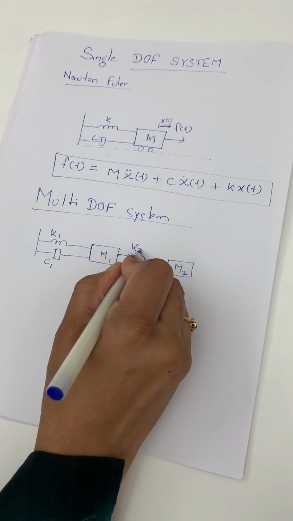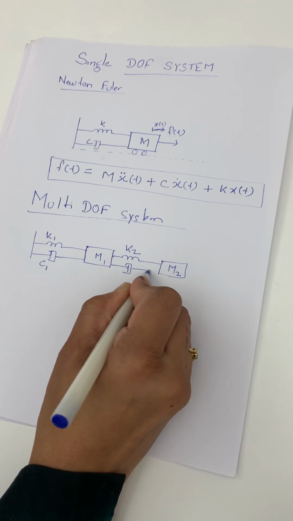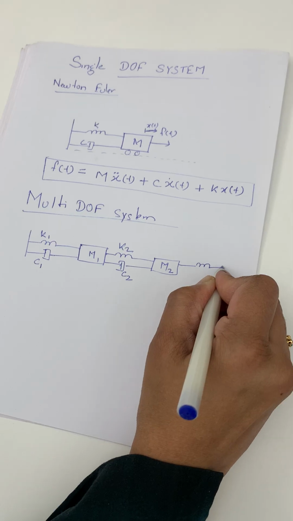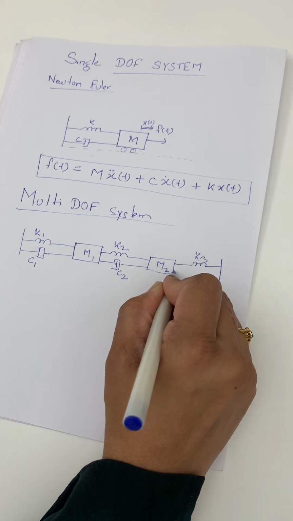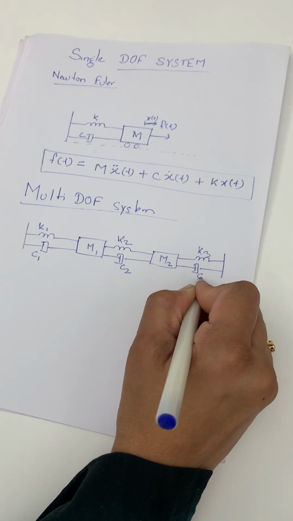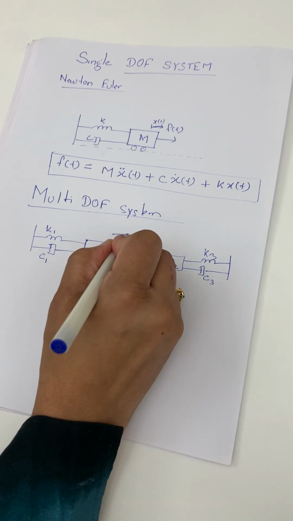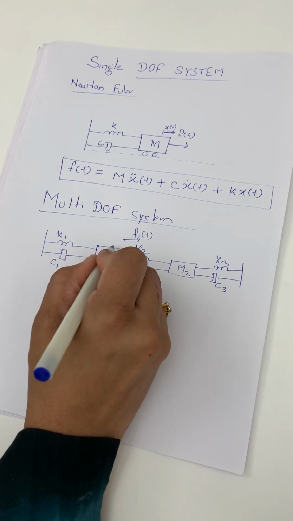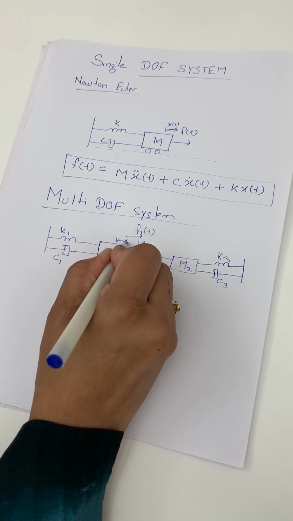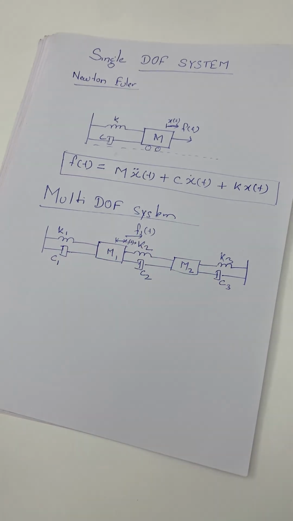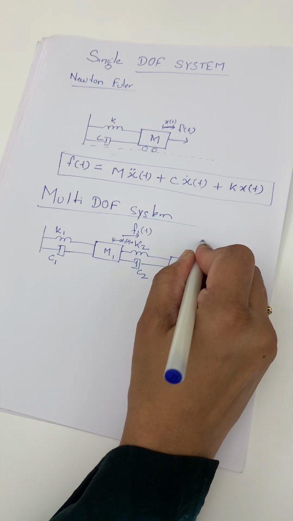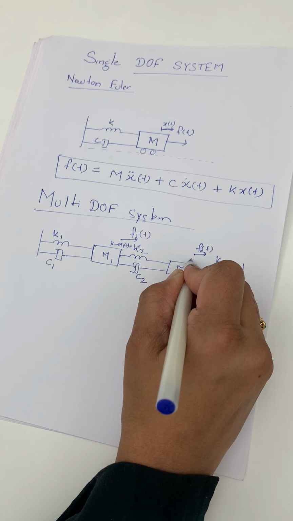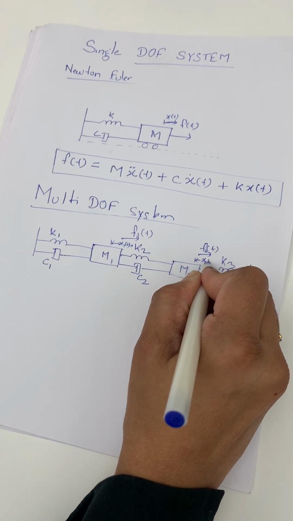There is K2 and here it is C2, it is K3 and it is C3, force F1, and due to this force there is x1 displacement. Here it is F2(t), and due to this the displacement is x2(t).